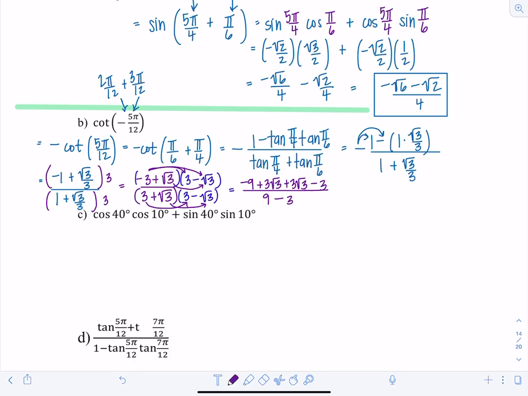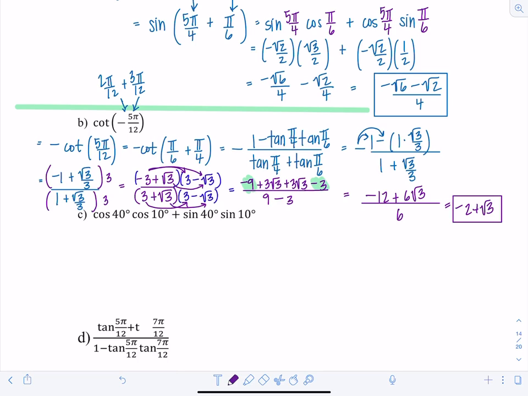Okay, so cleaning up and simplifying a little bit further, let's look at the numerator. I have like terms here, negative 9, negative 3. That's going to give me negative 12. And then I have 6 rad 3. And then in the denominator, I have 6. And then dividing through by 6, now I have negative 2 plus rad 3. At long last, there's our answer. Good.